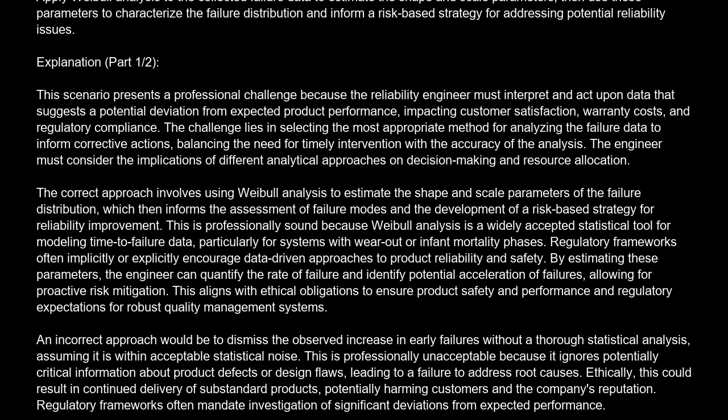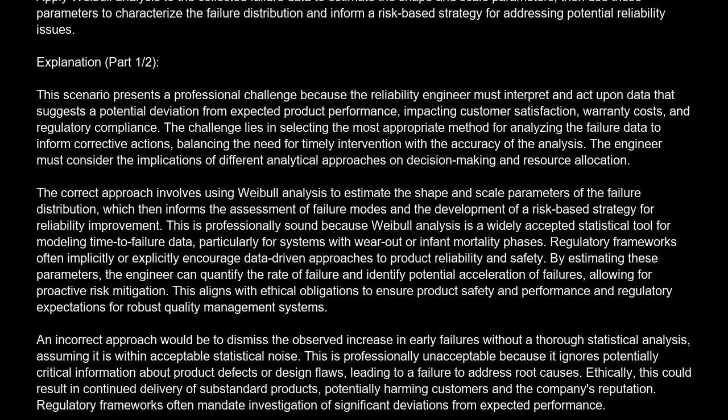The correct answer is C. Apply Weibull analysis to the collected failure data to estimate the shape and scale parameters, then use these parameters to characterize the failure distribution and inform a risk-based strategy for addressing potential reliability issues. Explanation. This scenario presents a professional challenge because the reliability engineer must interpret and act upon data that suggests a potential deviation from expected product performance, impacting customer satisfaction, warranty costs, and regulatory compliance.